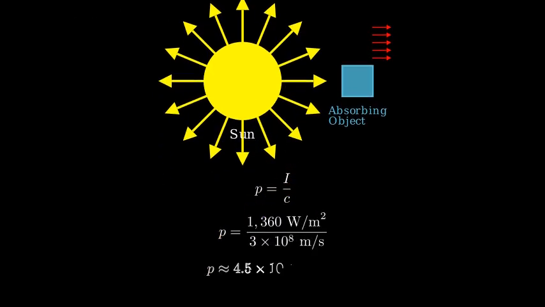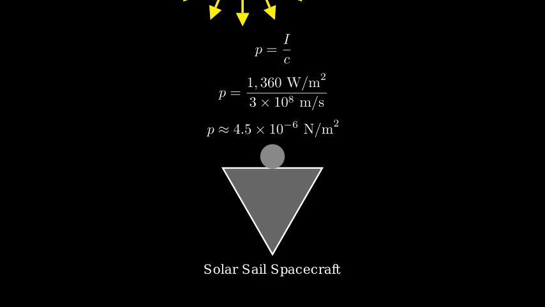Using our formula, P equals I divided by c, we get P equals 1,360 watts per square meter divided by 3 times 10 to the 8 meters per second. This gives us about 4.5 times 10 to the negative 6 newtons per square meter. This might seem small, but it adds up over large surfaces and long time periods. This is why solar sails work as a propulsion method for spacecraft.